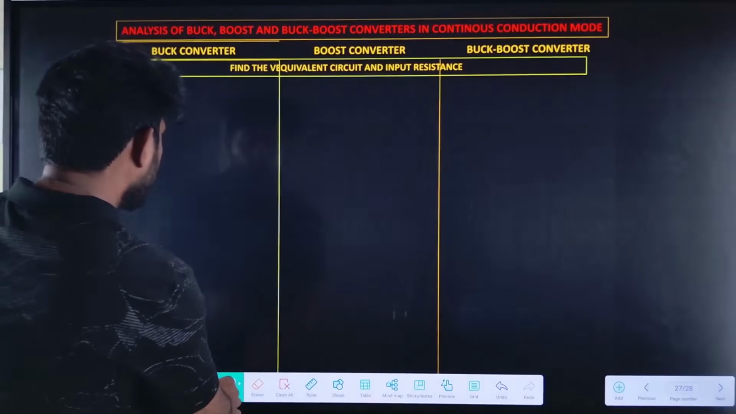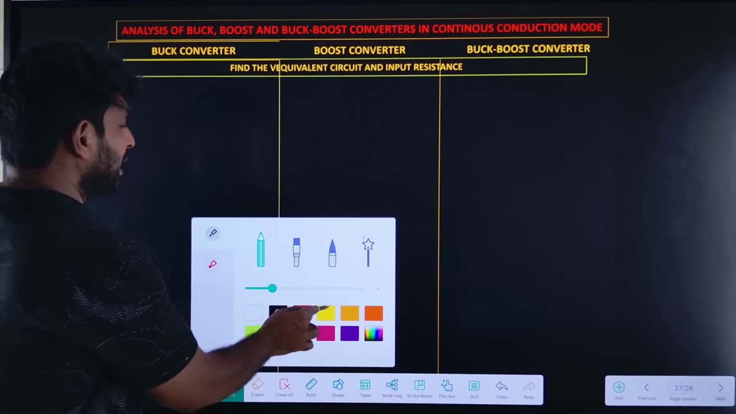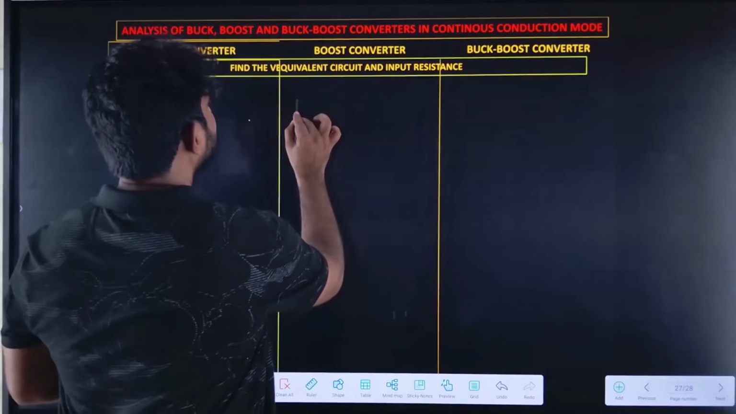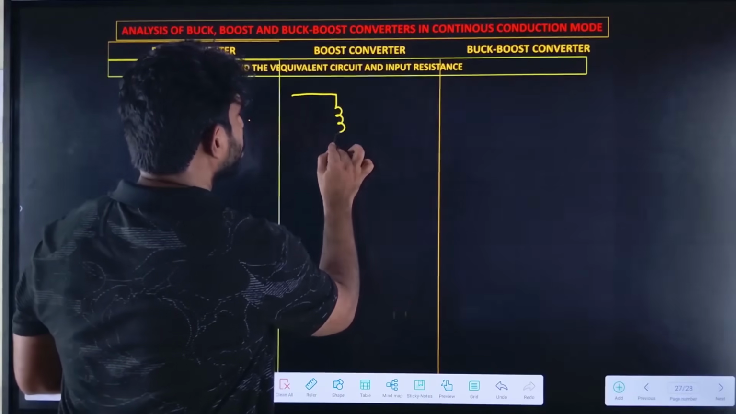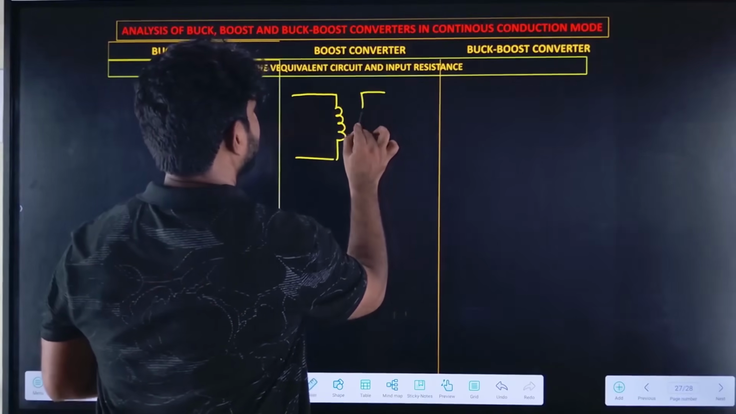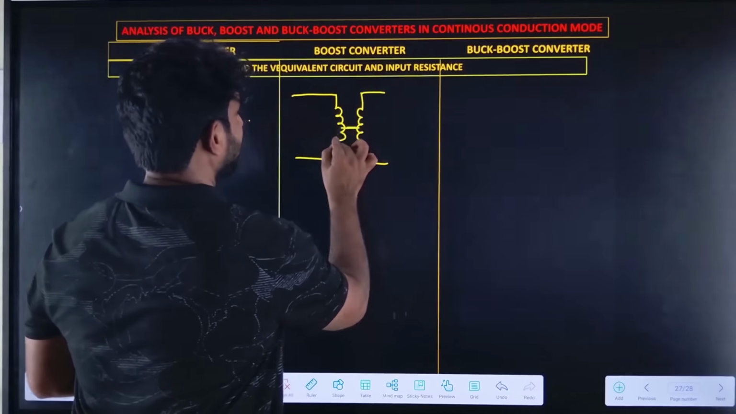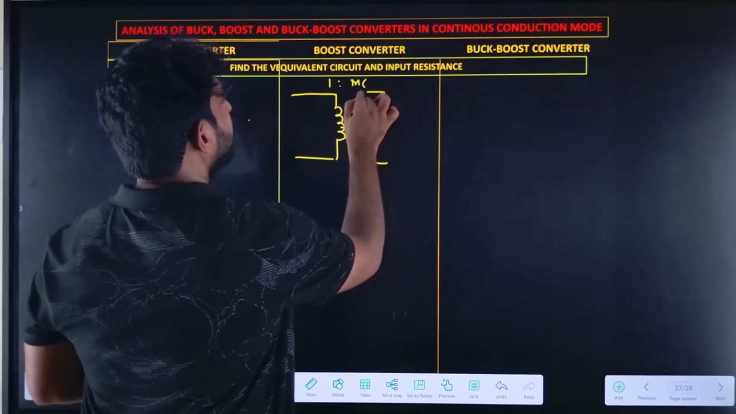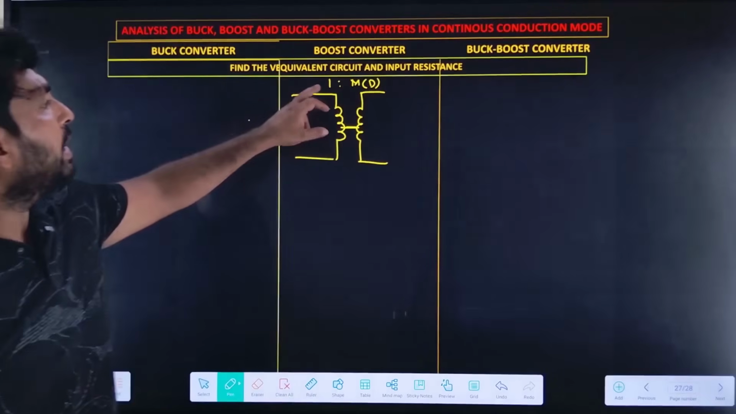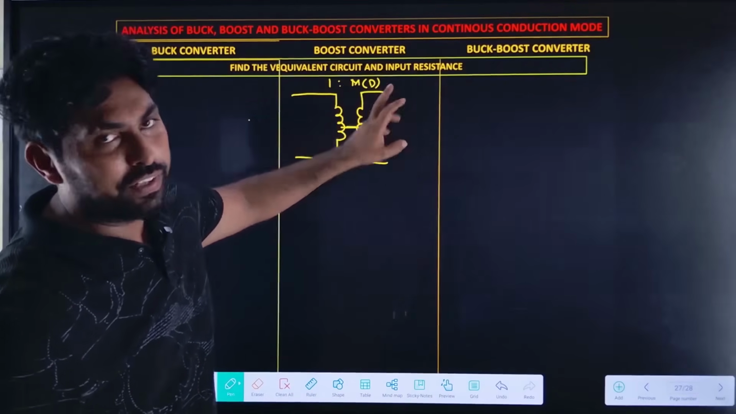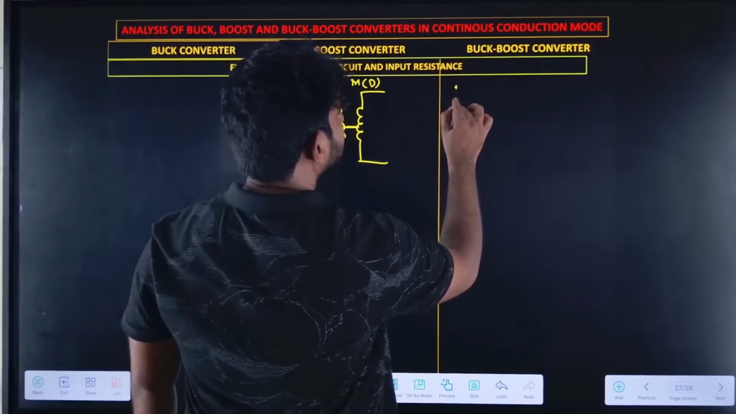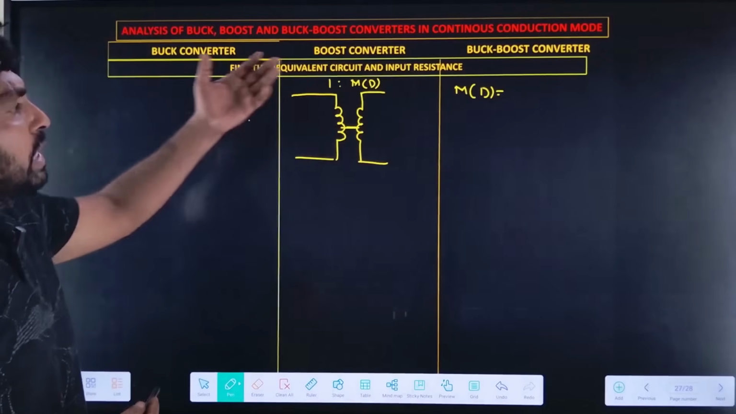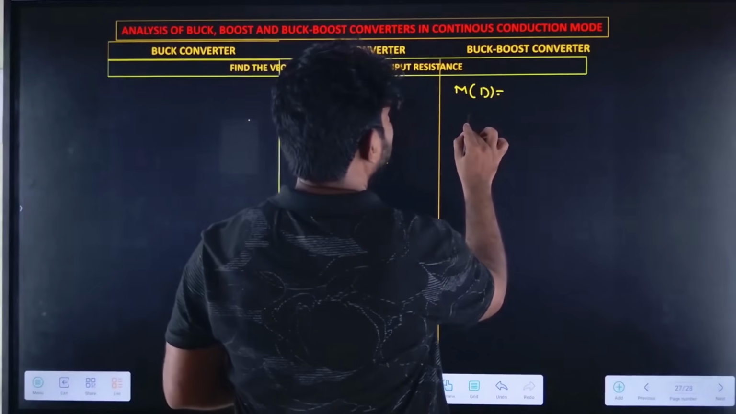Let me explain. Any DC to DC converter we can represent with a transformer analogy. The DC to DC converter is also called a DC transformer. Let us assume this ratio, N1 to N2, is 1 is to M of D. Where M of D is different for the different converters. For example, it is buck converter.